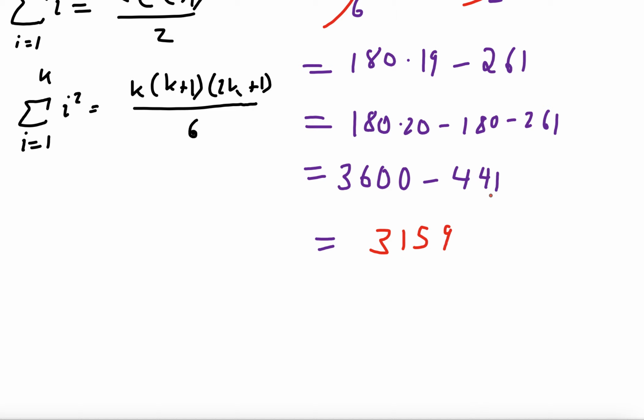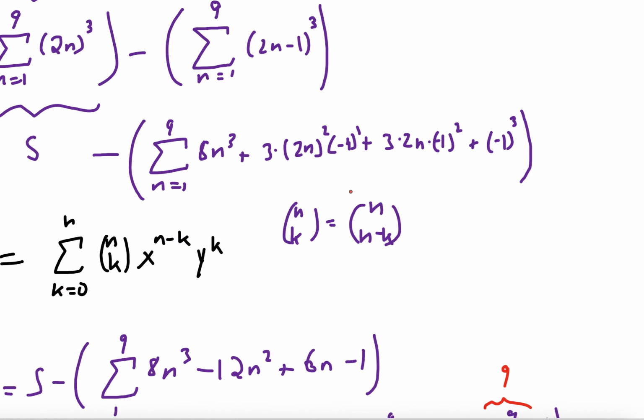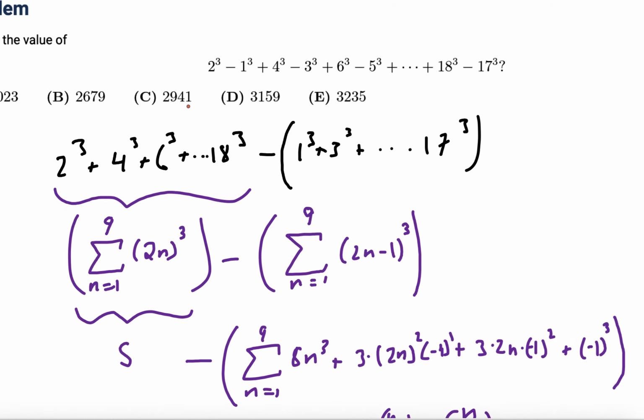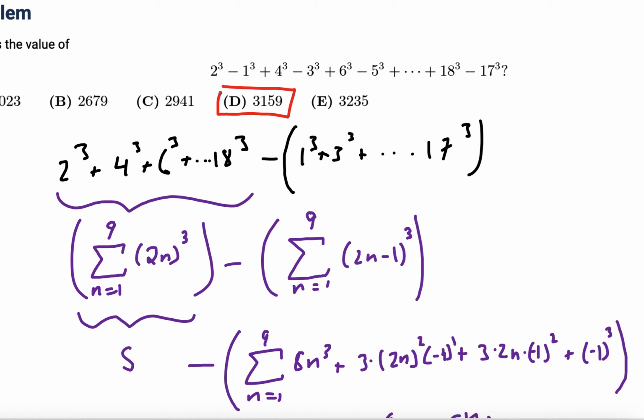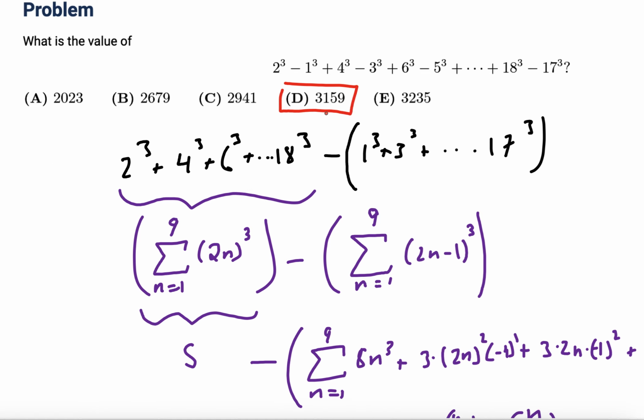So if we add this back, we should get 3,600. So let's see if 3159 is an answer that we had in the beginning. And lo and behold, it is. So the answer to the question is D, 3159.